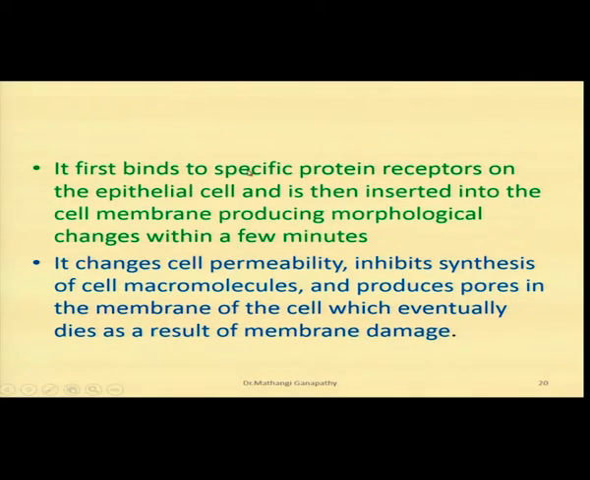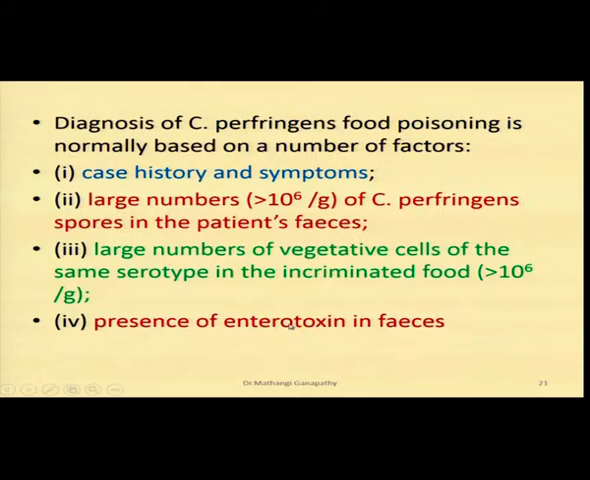It first binds to specific protein receptors on the epithelial cell and is then inserted into the cell membrane, producing morphological changes within a few minutes. This changes the cell permeability, inhibits the synthesis of cell macromolecules, and then produces pores in the membrane of the cell, which eventually dies as a result of the membrane damage. So ultimately, the cell will die because of the damage caused to the cell membrane.